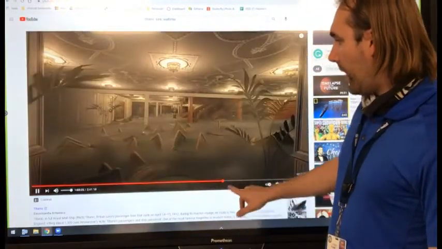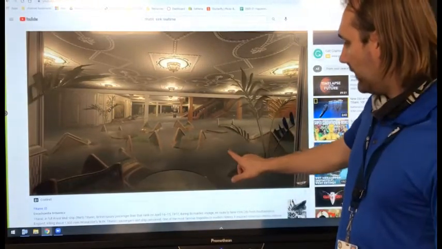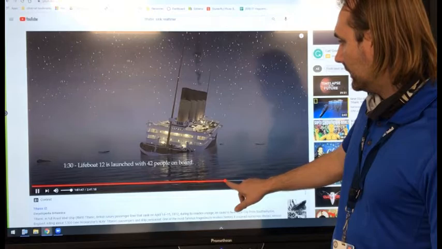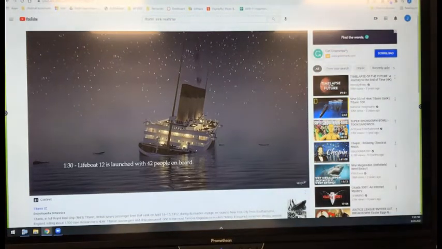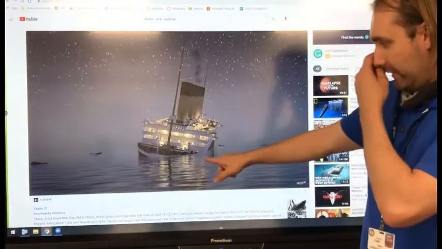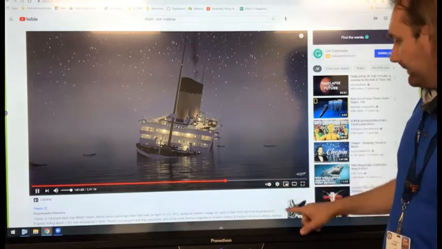So let's go 2 hours later. Oh, so the main hall is underwater. Let's look at the ship here. 2 hours later, I've got part of my boat underwater now. The hull's underwater. So it took 2 hours to get to this point.